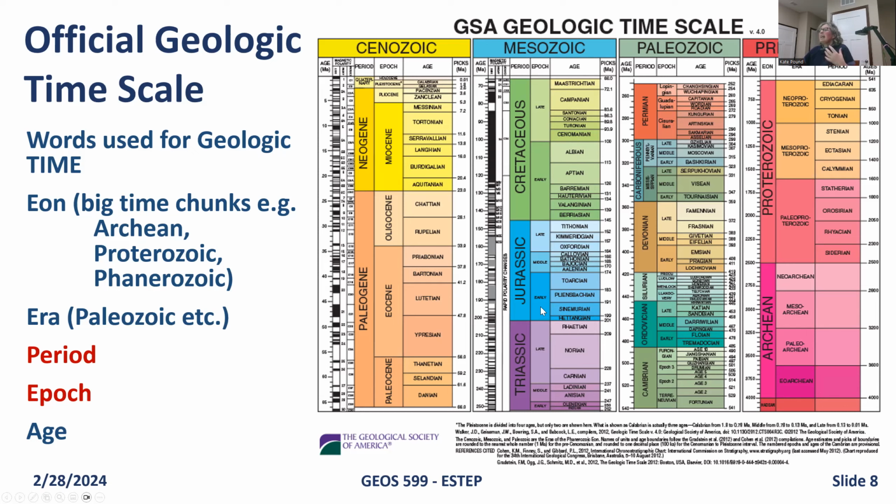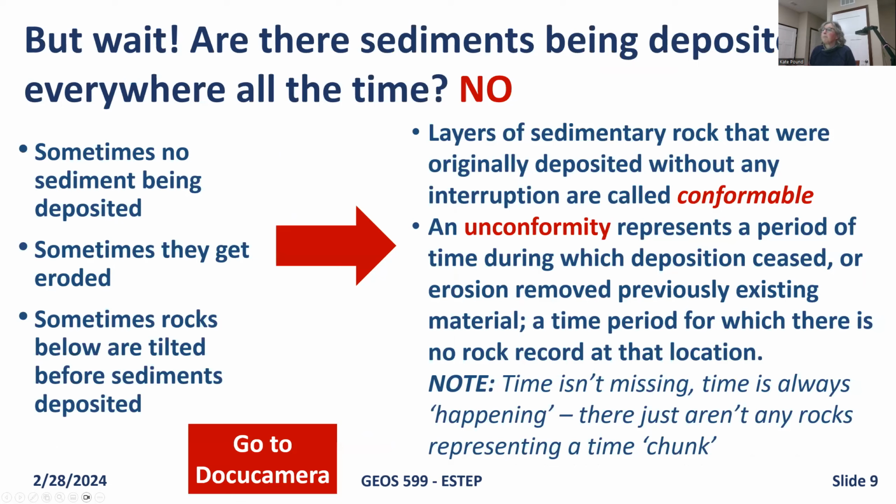The only really important phrases to understand the use of is you'll see the terms early, middle, or late being used. Early means older. So if we're talking about early Jurassic, that means the older part of the Jurassic. Late Jurassic means the youngest part of the Jurassic. And then if we have middle, it's in the middle. That can be a confusing piece of terminology.